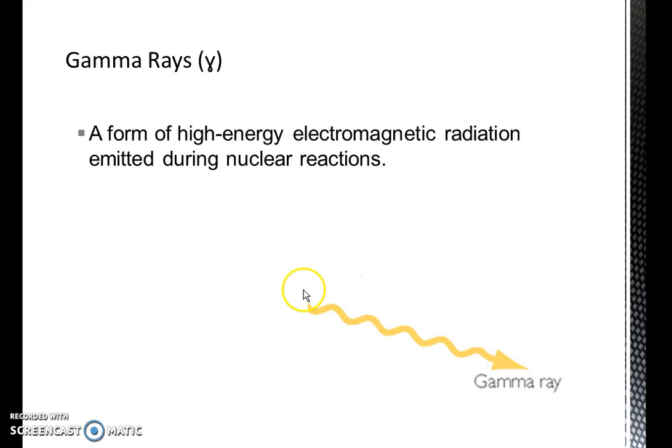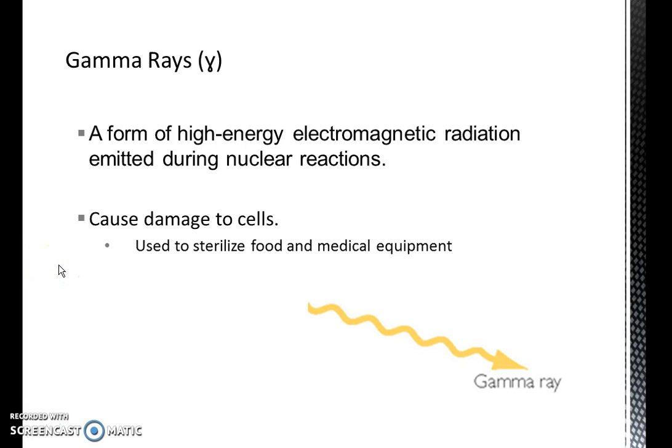The gamma rays, just so you are aware, are sort of a byproduct of these reactions. It's just high energy electromagnetic radiation emitted during these reactions. And these can cause damage to cells, and they're used for these purposes here.